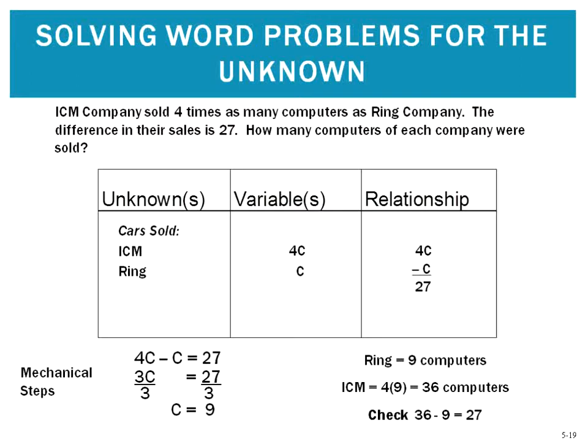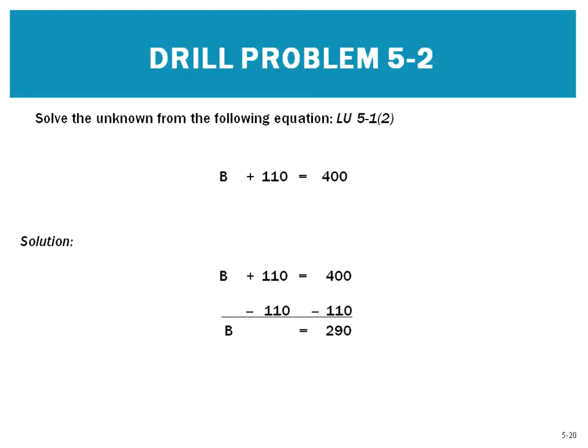Did you answer the question? Yes, you did. Okay, so always at the end go back and look at the question. What is the question? Did you answer it? How many computers of each company were sold? 9 for Ring and 36 for ICM. And now the equation makes sense because 36 minus 9 is equal to 27.